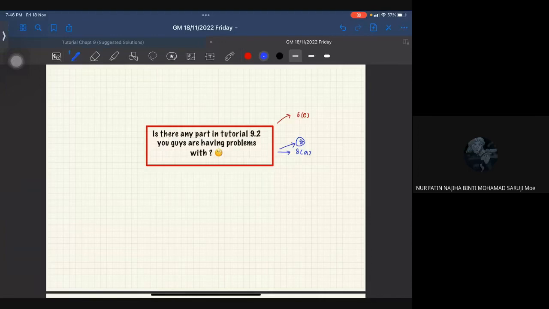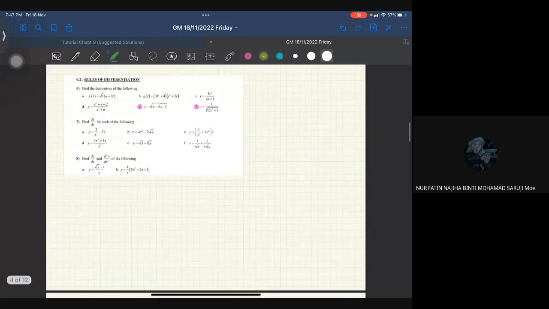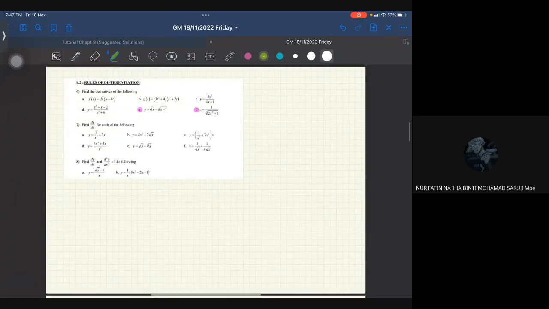Okay, so ada soalan dua ni sahajalah yang kiranya awak ada masalah. So number 6E and also number 8A. Okay, so let me just highlight this question for a second. 6E and 8A only. Okay, so kita akan cuba bincang dua soalan ni sahajalah kiranya.